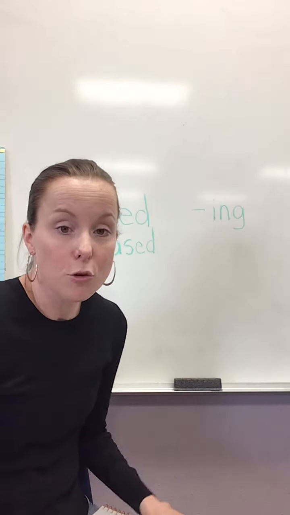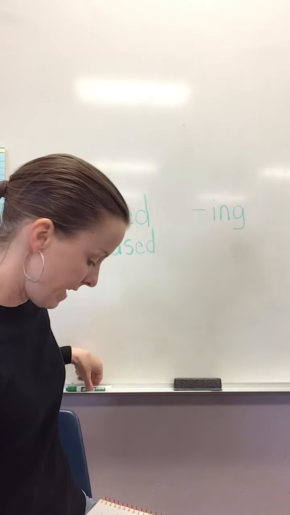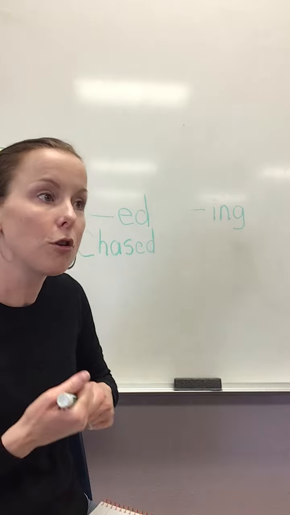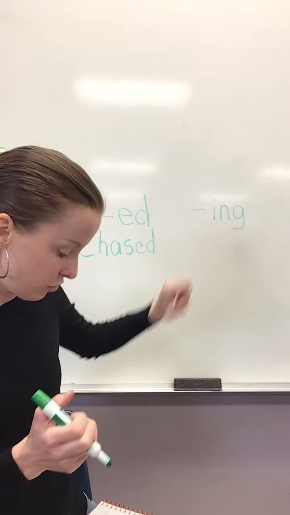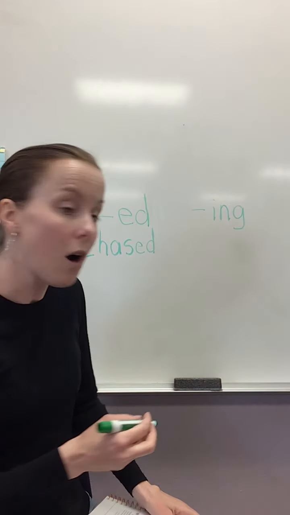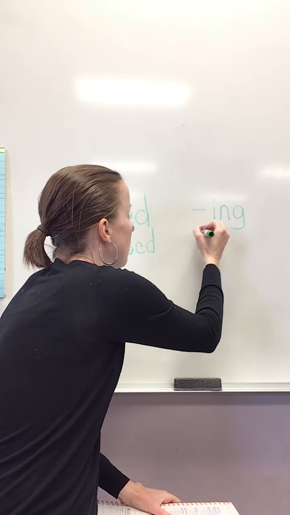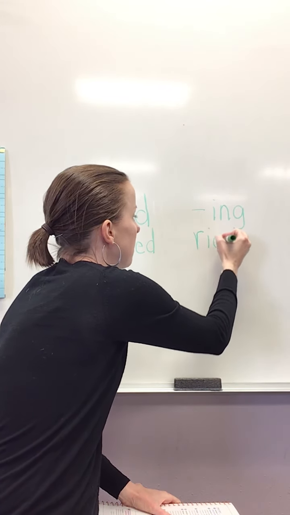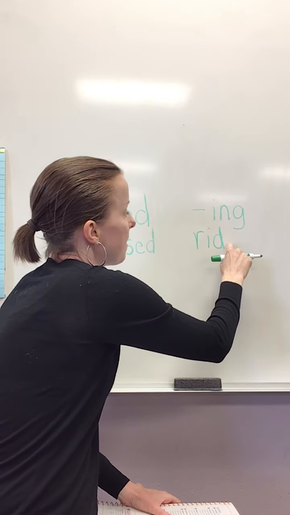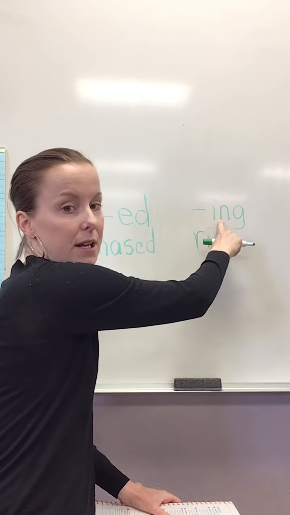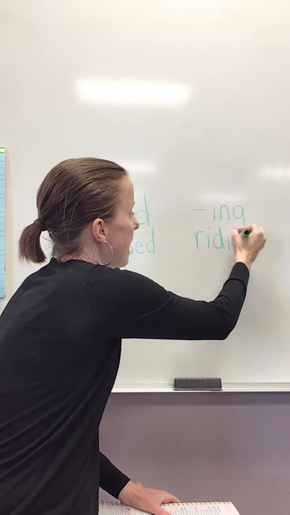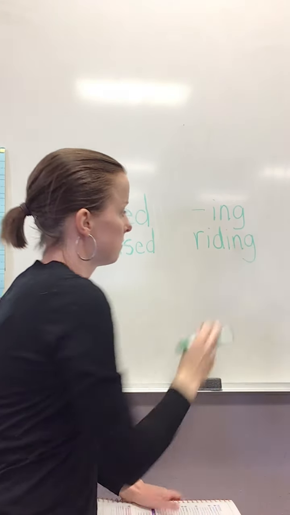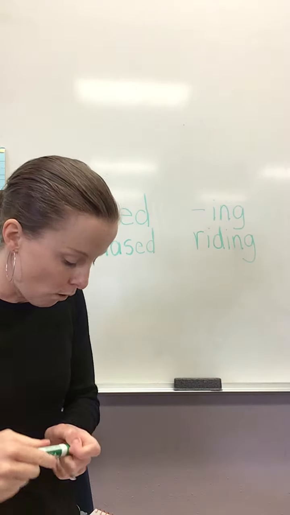All right, so now we're going to do ing words. And remember, when you're writing ing words, you're going to drop that silent E to add the ing. So if I did riding, I would write ride. I know there's an E that comes after ride, but because I'm adding my inflection ing, I'm going to drop the E and add ing. Okay? All right, let's do 4 more together.